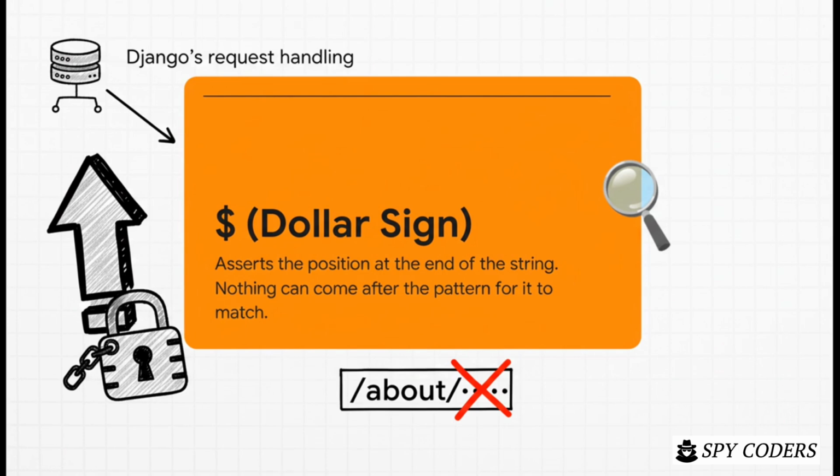And on the flip side, you've got the $ sign. It's another anchor, but this one says the pattern has to end right here. Nothing can come after it. So when you use the caret and the $ sign together, you're locking it in. You're demanding an exact match. Only /about/ and nothing else will work.